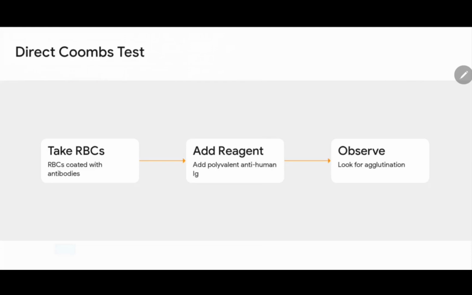The laboratory mechanism is wonderfully simple. Step 1. You take the patient's RBCs. If it's AIHA, these are already coated with antibodies. Step 2. You add a reagent, which is a polyvalent anti-human immunoglobulin. Step 3. If those antibodies are indeed present on the RBCs, the reagent binds them all together and causes agglutination. If you see agglutination, bam, the test is positive, and you have officially confirmed an immune hemolytic anemia.